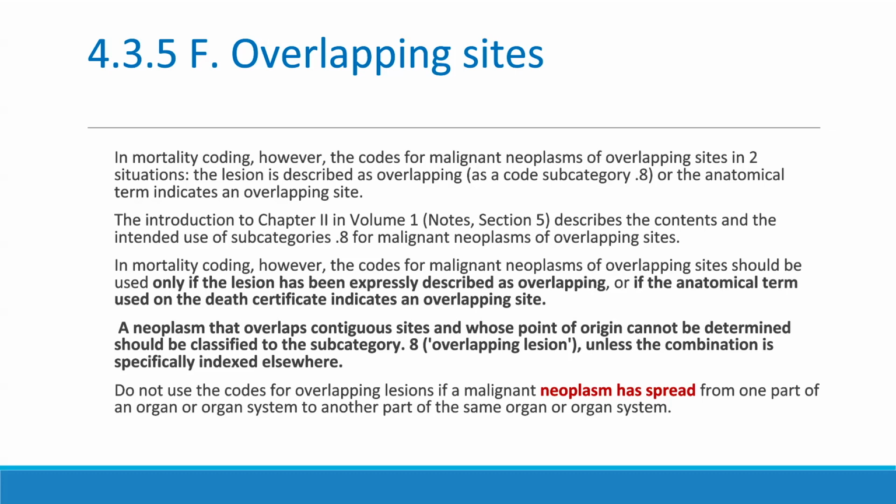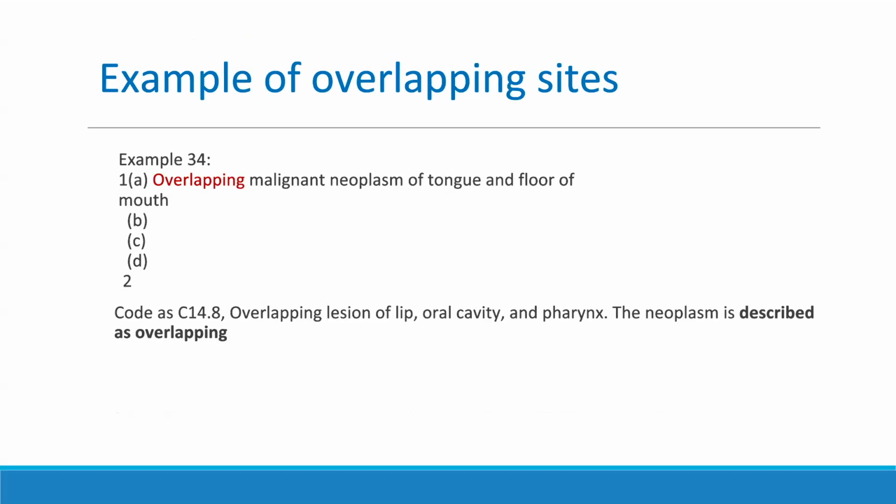In mortality coding, this code should be used only if the lesion is expressly described as overlapping, or if the anatomic term on the death certificate indicates an overlapping site. It also clarifies that this code should not be used if a malignant neoplasm has spread within the same organ or organ system. This slide provides an example of overlapping malignant neoplasms, specifically involving the tongue and floor of the mouth, as the use of the .8 subcategory.